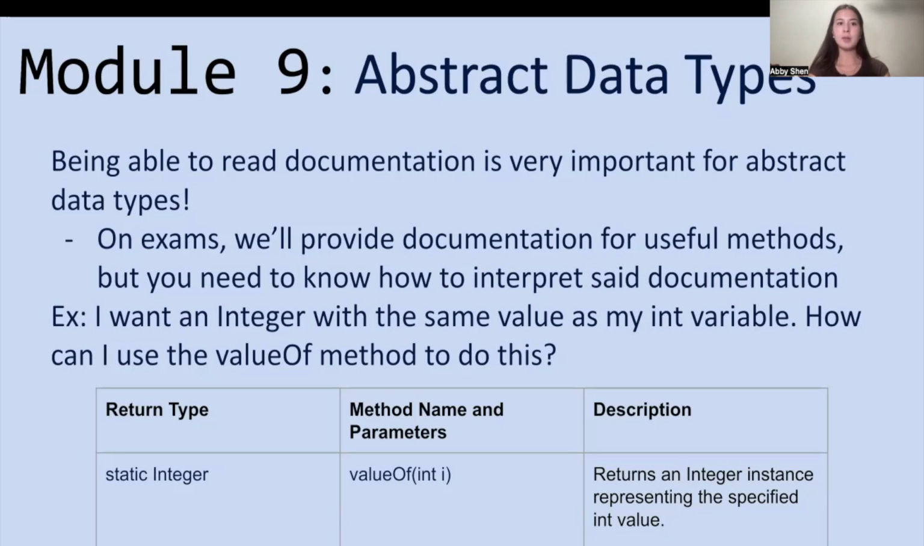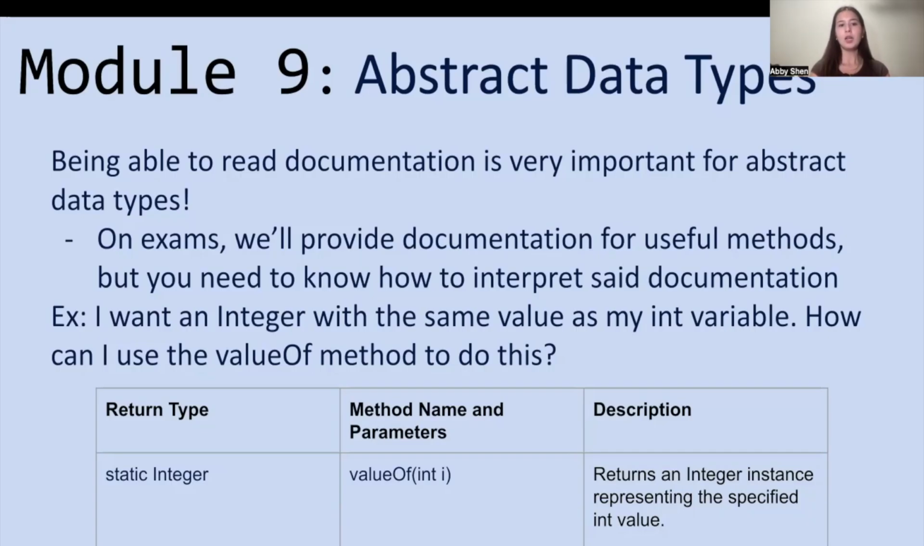When working with abstract data types, being able to read documentation is really important. On exams, we'll provide documentation for methods that we think you'll need or may want, but you'll need to know how to interpret that documentation. So I might practice reading documentation from Java, like the online documentation for Java as a whole, or you could also practice reading documentation for the standard draw library. But in general, not even just for abstract data types, being able to read documentation is really important, and it will be important for this exam.